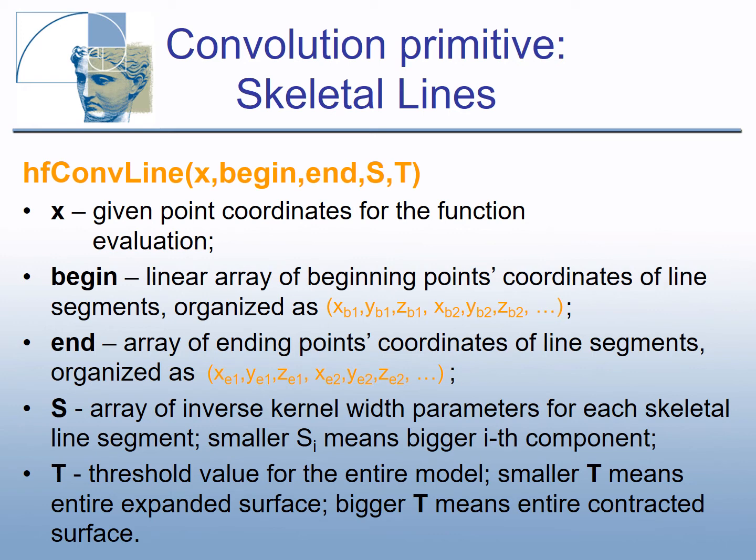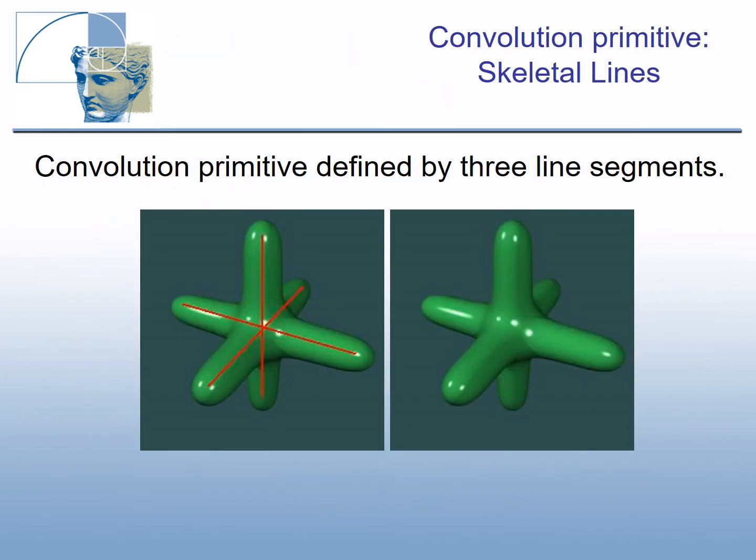Smaller si's means bigger i's component. T is threshold value for the entire model. Smaller t means entire expanded surface, bigger T means entire contracted surface. This is convolution primitive example defined by 3 line segments.